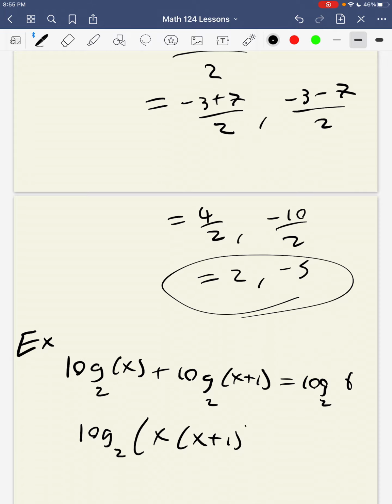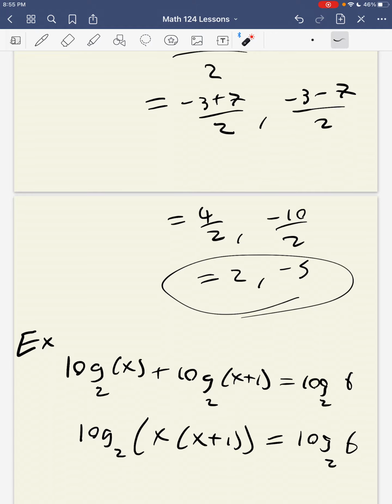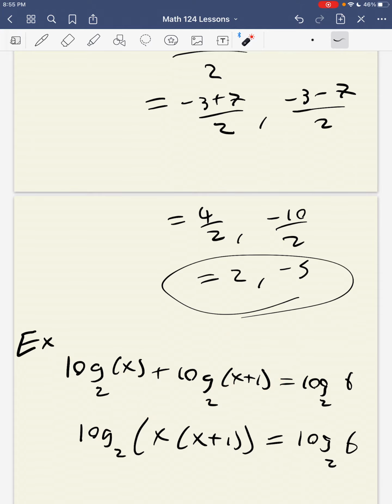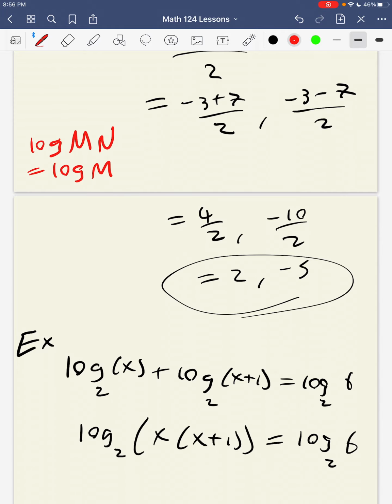The log of a product is the sum of logs. So last week we learned that the log of a product is equal to the sum of the logs. You may need to review that formula from last week. Log of a product equals the sum of the logs.